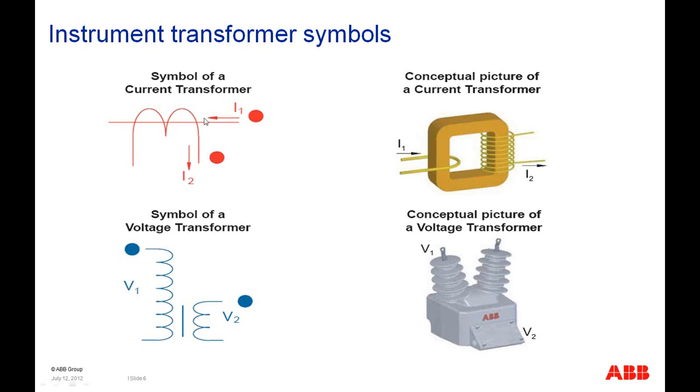By convention, as far as these dots are concerned, the current into the dot on the primary of the current transformer is, at that same instant in time, a current going out of the dot on the secondary of the current transformer. And on the voltage transformer, a plus polarity on the voltage transformer primary will be a plus polarity on the voltage transformer secondary where the dots are concerned. And on the right you can see pictures of what these two devices look like. Obviously this is a low voltage instrument transformer in both cases.